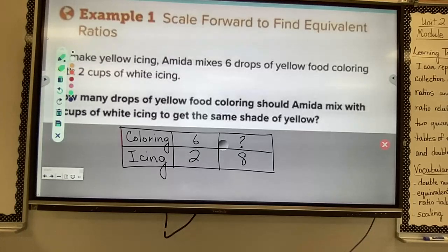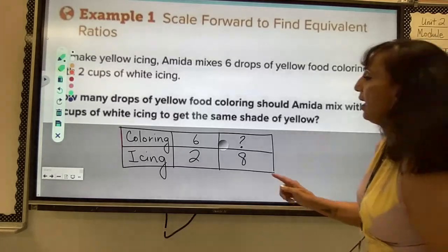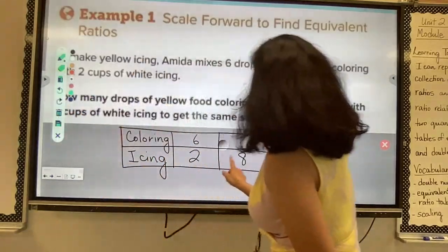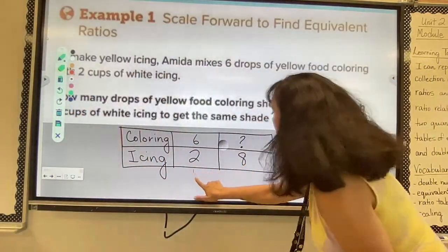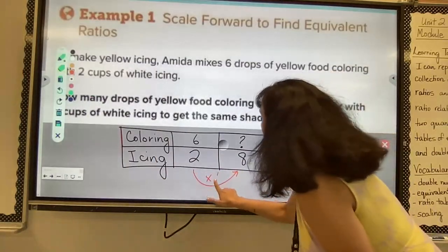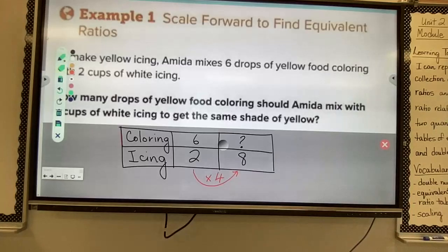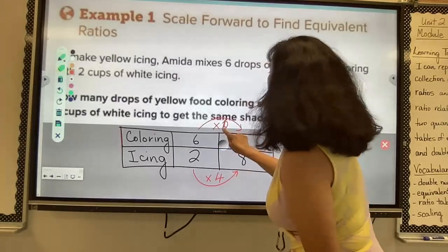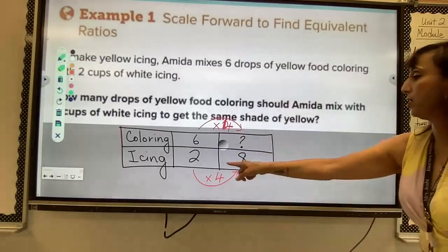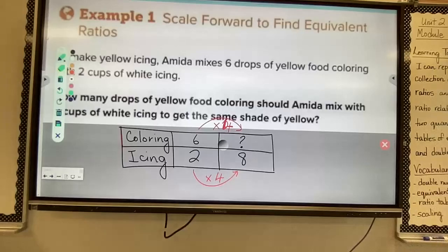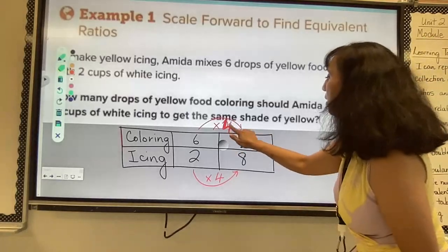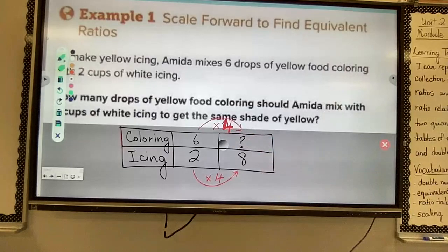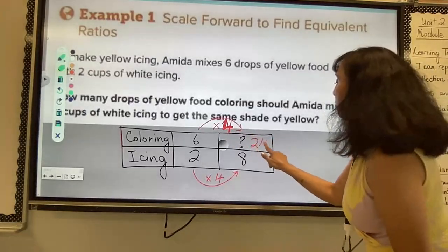When I'm talking about scaling forward, I need to see that 2 times what is going to give me 8. I know that 2 times 4 is equal to 8. So whatever I do to the bottom ratio, I do the same thing to the top. So I do 6 times 4. Because this is times 4, this is also going to be times 4. What is 4 times 6? I'm going to get 24.